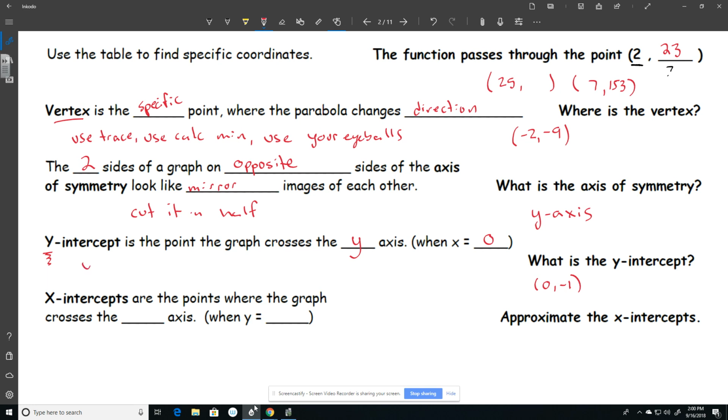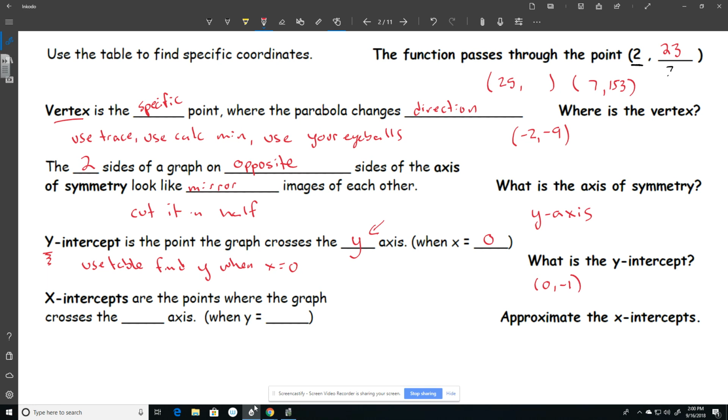Okay, so we use the table. Use the table to find y when x equals 0. Not hard to do at all. Go to the table, find x equals 0, and that gives you y. The only hard part is remember that y-intercept means x is 0.